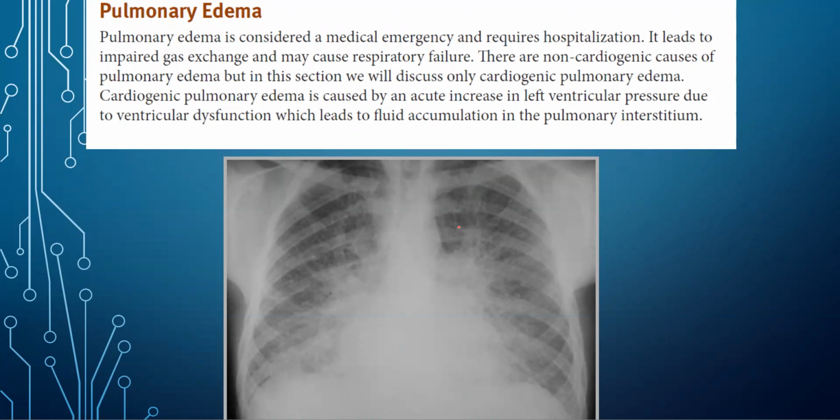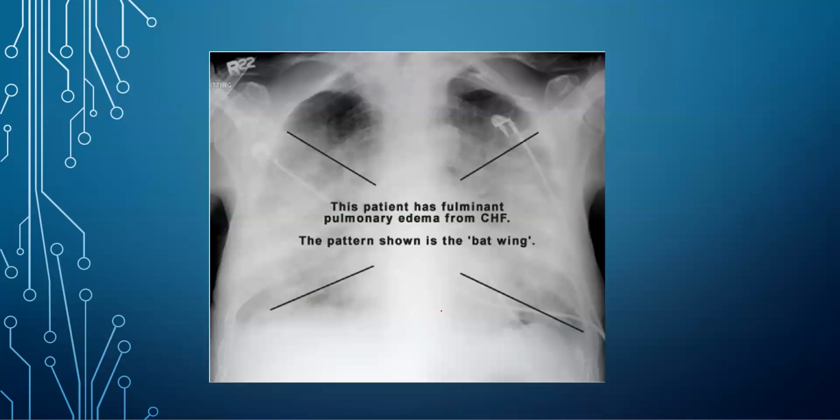If you do an X-ray, you will get this kind of imaging in a pulmonary edema patient. You can see bilateral increased vascular markings, and we call this a bat wing appearance. If you look here, this is called the bat wing appearance of pulmonary edema.